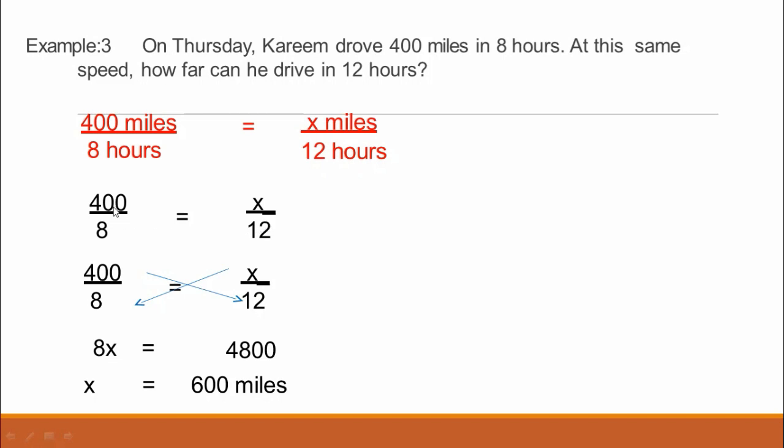Now by using cross multiplication, we can write 8 multiplied by x and 400 multiplied by 12, we can write 4800. Now since 8 is connected with the unknown variable, dividing both sides by 8, we obtain x is equal to 600 miles.